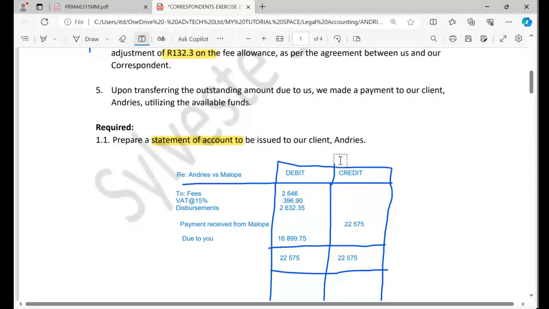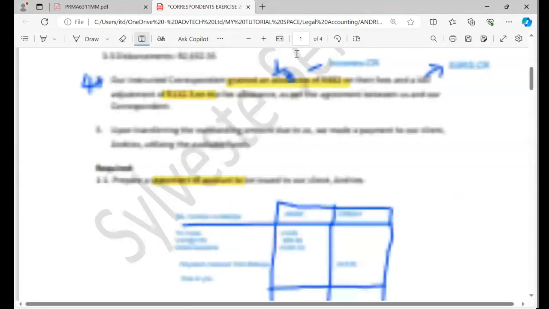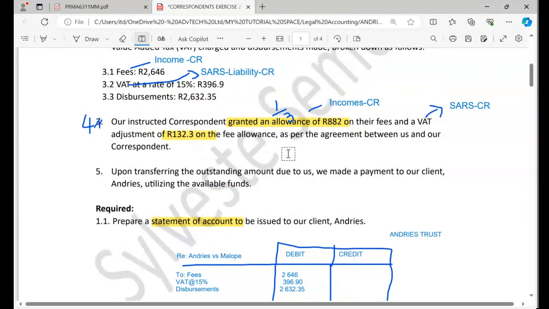everything that you see is the representation of Andres. Again, someone can say, why did we not put this? Because it's also an allowance. Remember, this must also be part of the statement. But because we are accounting to the client, the 1/3 is only between the correspondent and the instructing attorney.